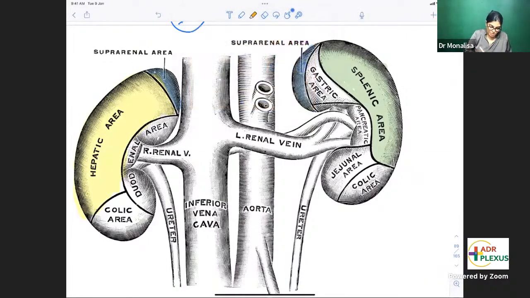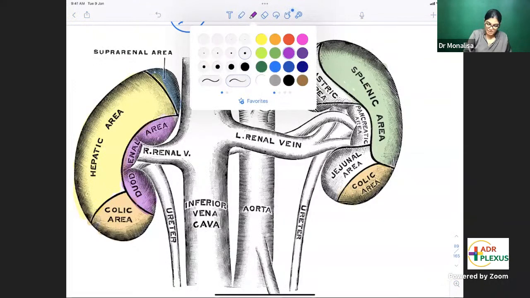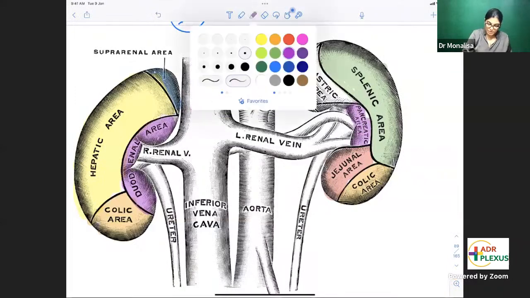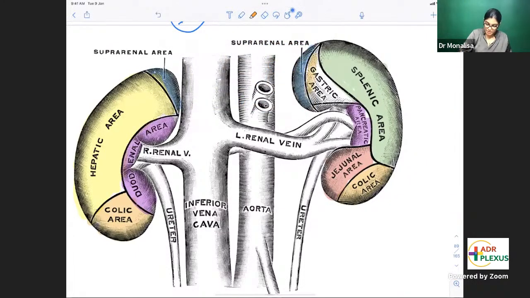Lower to it, on both sides, we have colonic areas. Also on the left-hand side, you can see an area of duodenum related close to the hilum. Other than that, you can appreciate a relation of jejunal area lower down, and a relation of pancreatic area close to the hilum. Above that, there is also the relation of gastric area, between the suprarenal and the splenic area, above the pancreatic area on the left side of the kidney.